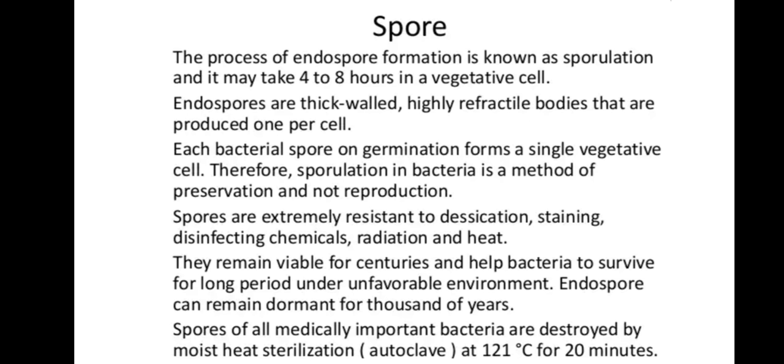Spores. The process of endospore formation is known as sporulation, and it may take 4 to 8 hours in a vegetative cell. Endospores are thick-walled, highly refractile bodies that are produced one per cell. Each bacterial spore on germination forms a single vegetative cell. Therefore, sporulation in bacteria is a method of preservation and not reproduction.